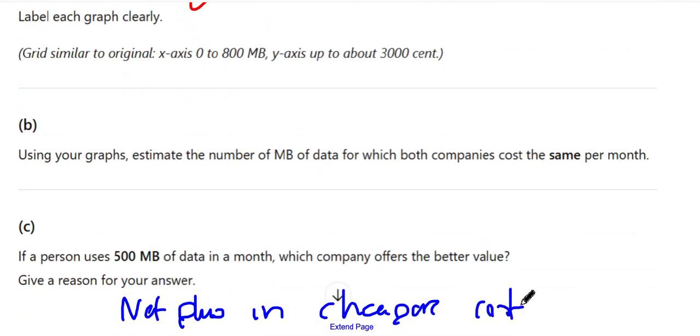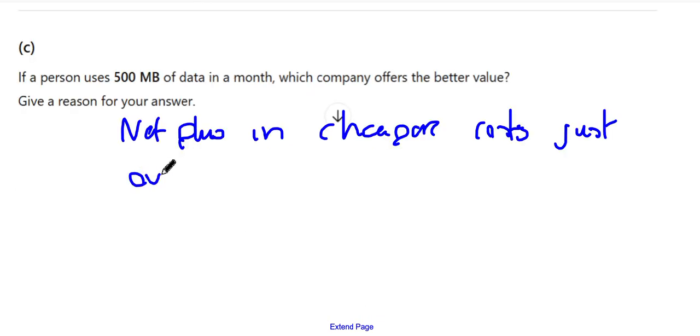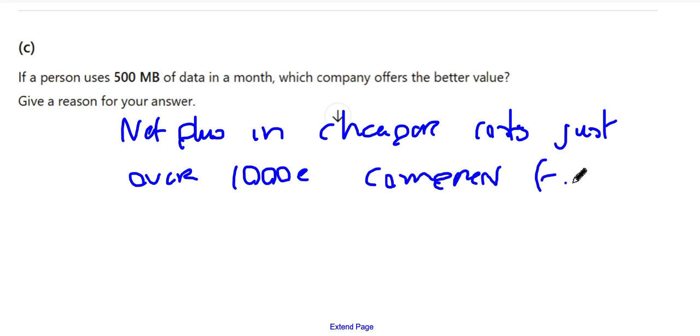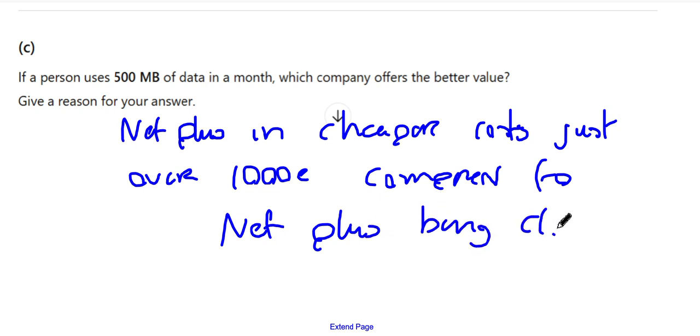Net Plus costs just over €1,000, compared to Data Wave being closer to 1,500.